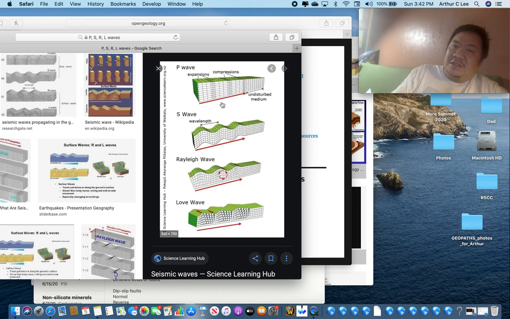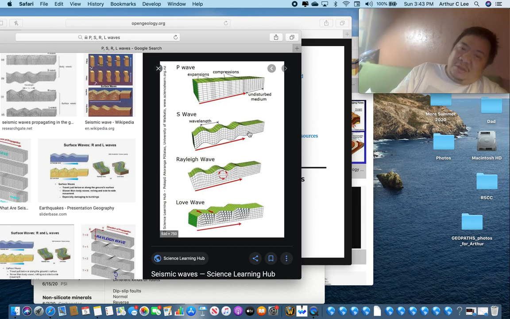Notice it does not change the shape of the rocks. It's just a vibration that goes through the rocks. So since the rocks are not deformed, no one gets killed by the P waves. Buildings are not affected. Then comes the S wave. So the S wave always comes after the P wave. The S wave causes the rocks to deform. Therefore, the S wave is the killer wave. The S wave kills most people during an earthquake.